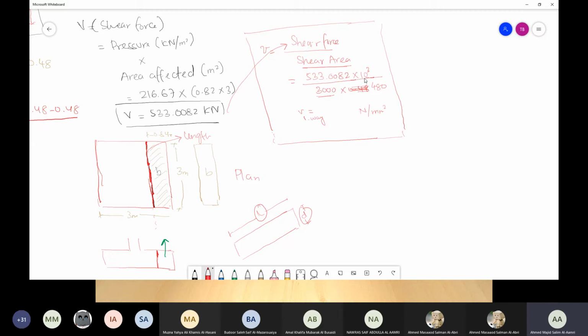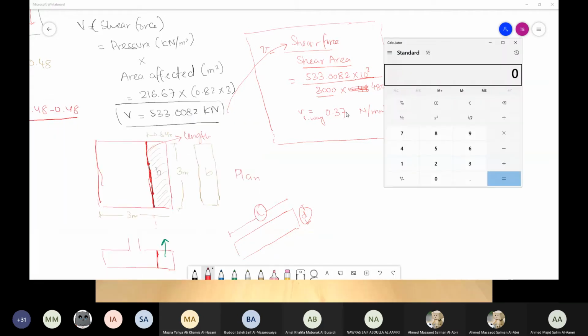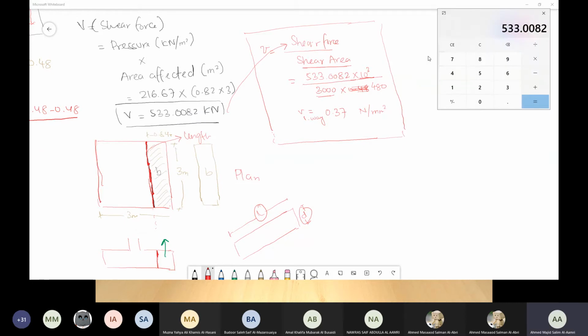Do not forget that there is 10 to the power of 3 here. The final answer should be 0.37. On the calculator, 533.0082 multiplied by 1000, which is 10 to the power of 3, divided by 3000, divided by 480, then my answer is going to be 0.37. So we have calculated the shear stress for the first scenario, which is one way.